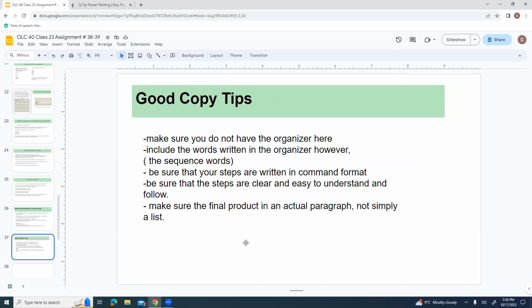Okay. That's the rough copy. Good copy. For the good copy, you're not going to have the organizer. So I wouldn't see all the lines. I wouldn't see the little black words written by the typewriter and then your words. You're just going to blend it all together into one paragraph. Okay. You're going to have to make sure that you include the words written in the organizer.